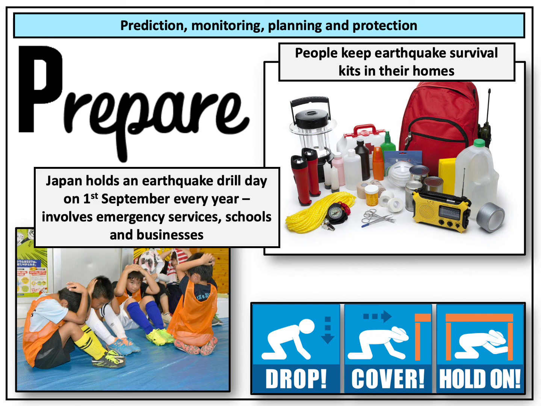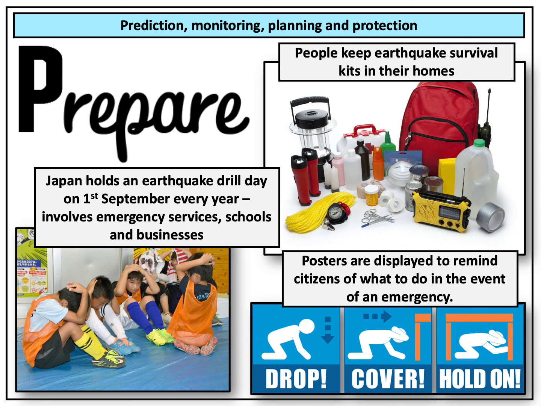The next one is that Japan holds an earthquake drill day on the 1st of September every single year, and this is a full coordination between the emergency services, schools and businesses, and basically they prepare themselves by practicing what to do in the event of an earthquake, just so everybody knows what to do and they can minimise the amount of injuries and loss of life in the event that a big earthquake happens. And then finally, posters are displayed to remind citizens of what to do in the event of an emergency. So here on this one, you can see that they've got the drop, cover, hold on message available for people.